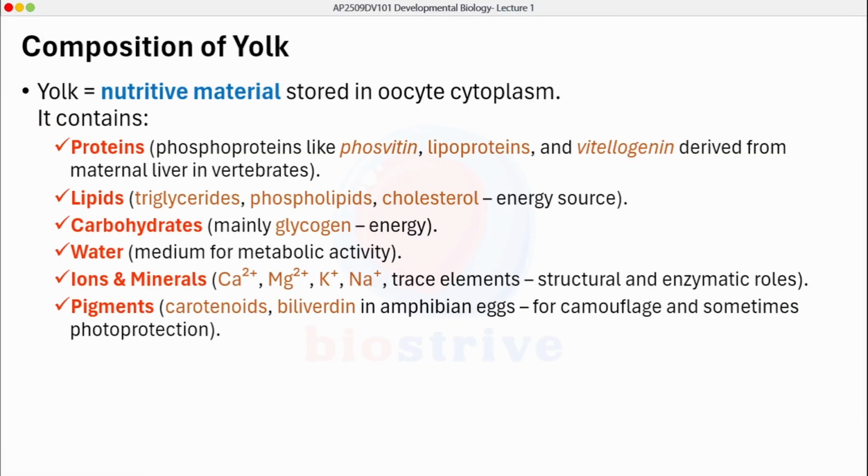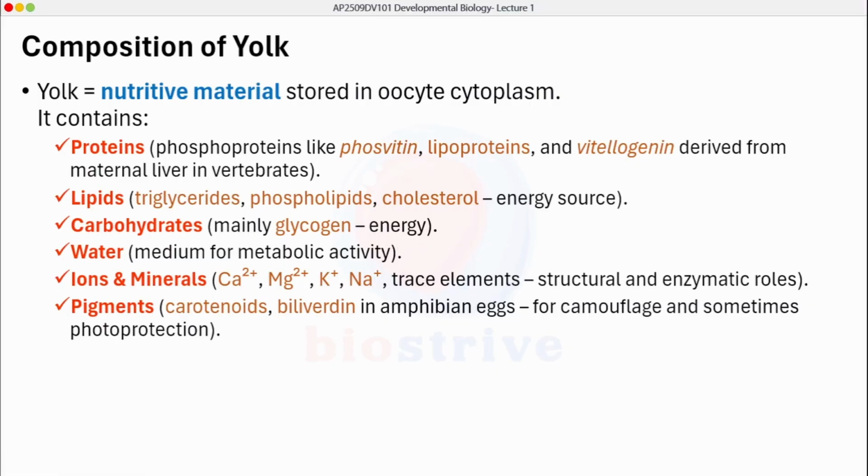So as you all know, yolk acts as a nutritive material stored in the cytoplasm of the egg. There are proteins, especially the phosphoproteins like phosvitin, lipoproteins, some vitellogenins, and lipids. There are abundant amounts of triglycerides, phospholipids and cholesterol present, and these lipids act as a primary energy source. There are many carbohydrates like glycogen, which provides energy as well.